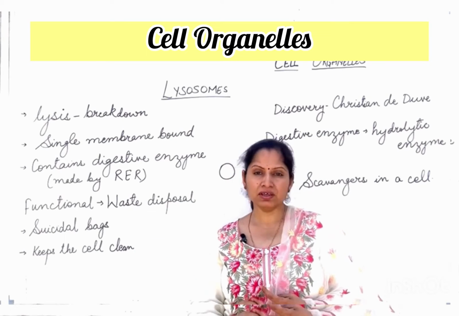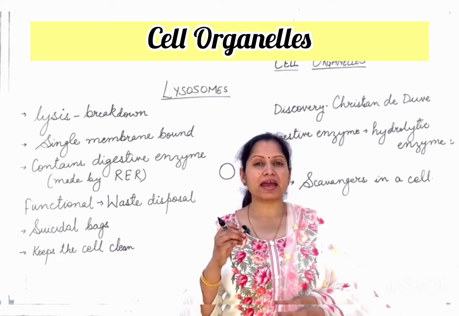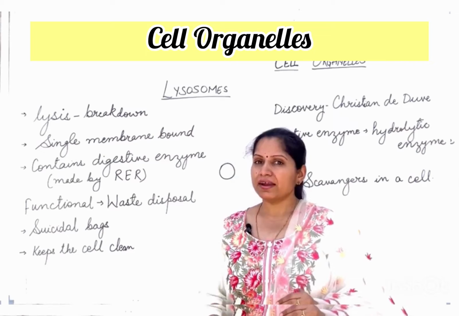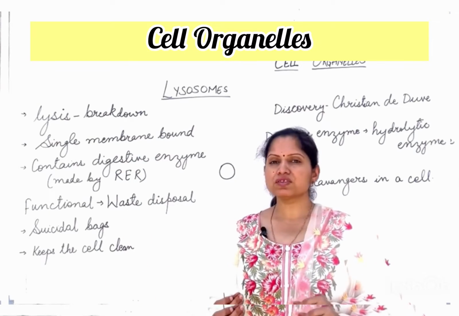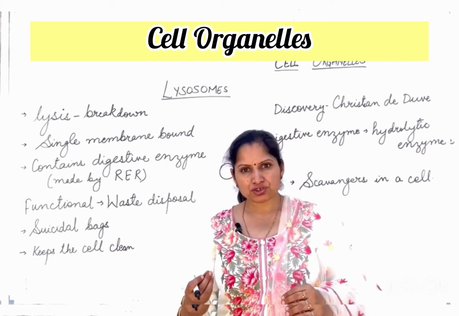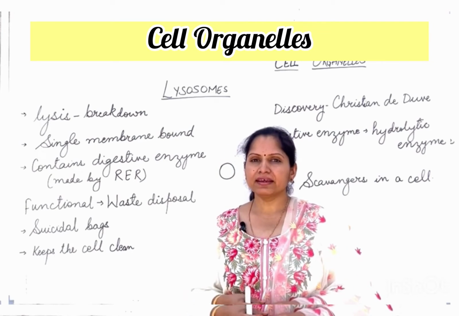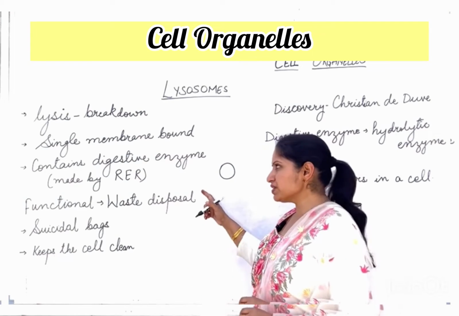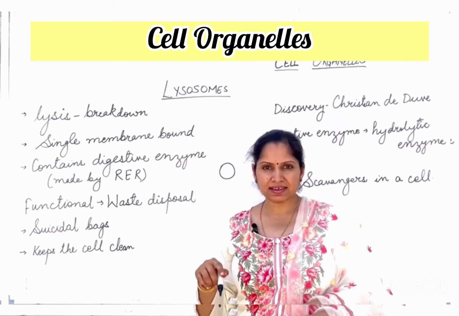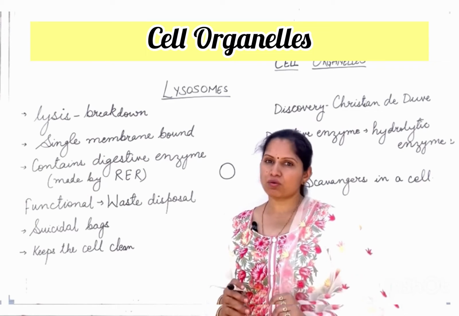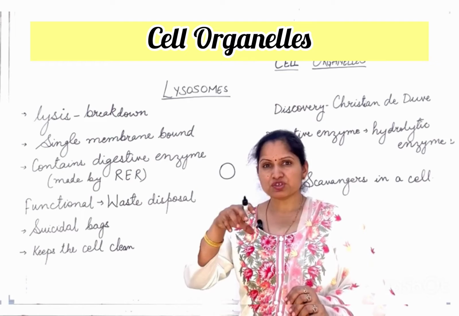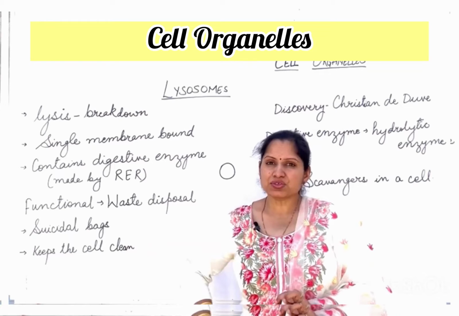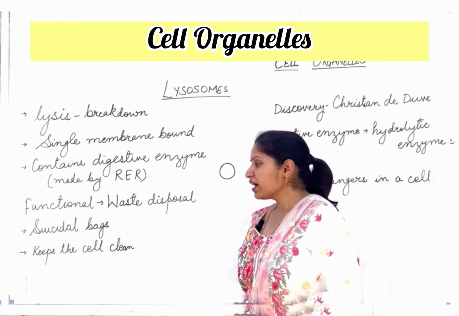So it's known as a waste disposal system of a cell. And it's also known as the suicidal bags of the cell. Suicide means killing oneself, and lysosomes are known as suicidal bags because if a cell is old, damaged, or worn out due to some reason, then these lysosomes are going to burst. And when it bursts, the digestive enzyme is going to spread into the entire cell and digest all the cell components. So the cell in which it was present, it is digesting that particular cell only, and so it's known as the suicidal bags of a cell.